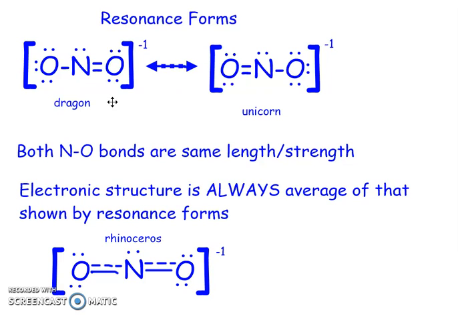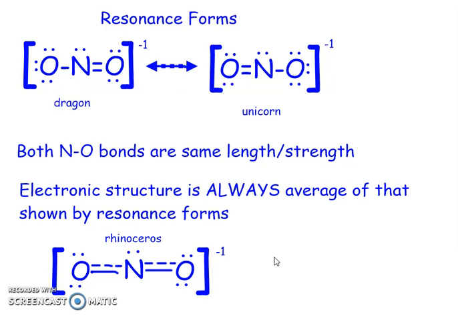It's not that the molecule is alternating between the two different resonance forms, it's a mixture of the two at once. So instead of having one single and one double bond coming off of the nitrogen, what we have is a 1.5 bond between the nitrogen and each oxygen. So it really is a mixture of those two resonance forms.